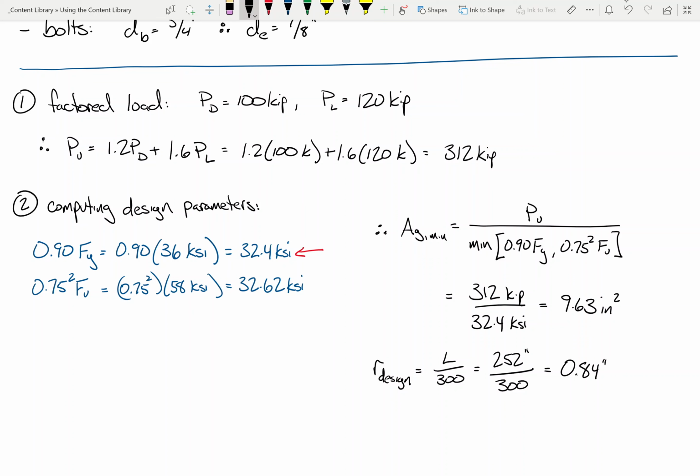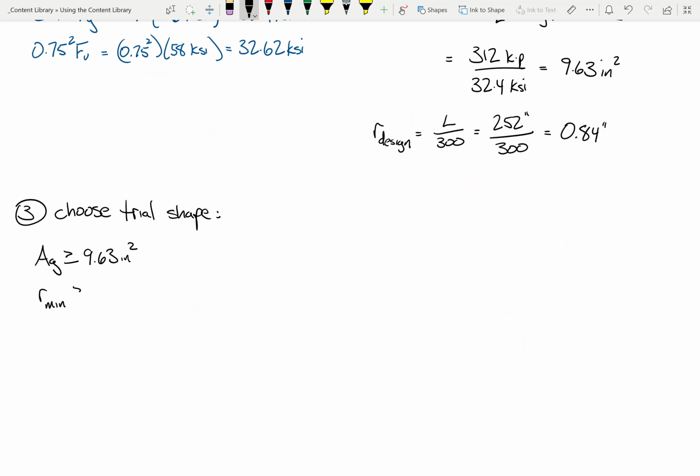So, okay. Now what are we going to do? Step 3. We're going to choose a trial shape. Now, we have 3 constraints. What are our 3 constraints? Well, the first, the gross area needs to be greater than or equal to 9.63. The minimum radius of gyration needs to be greater than or equal to 0.84 inches.